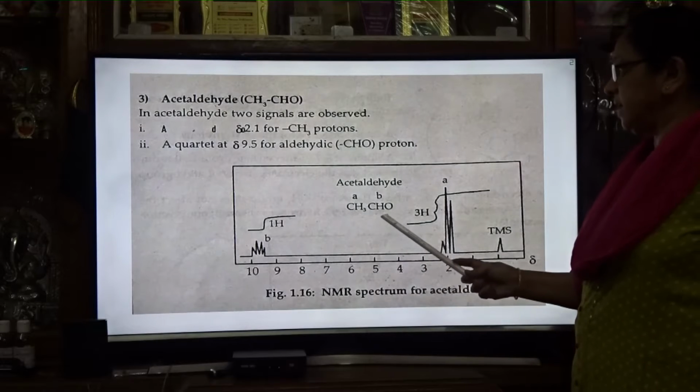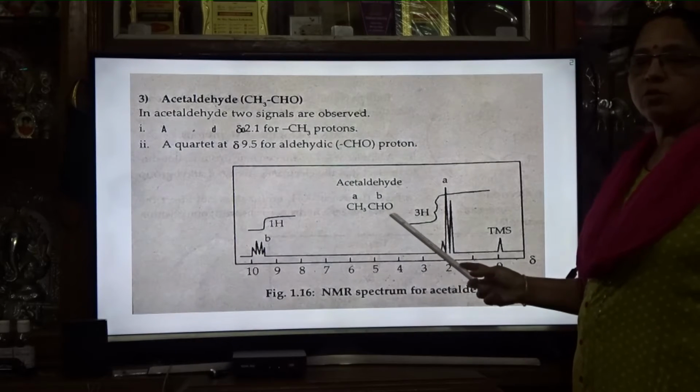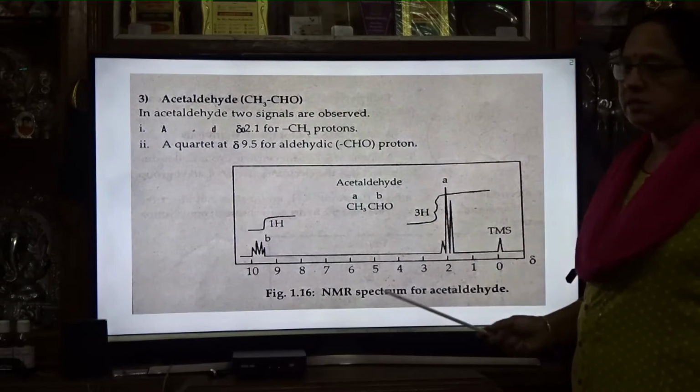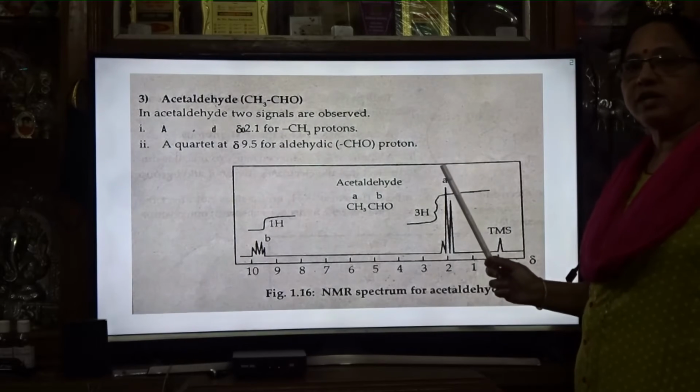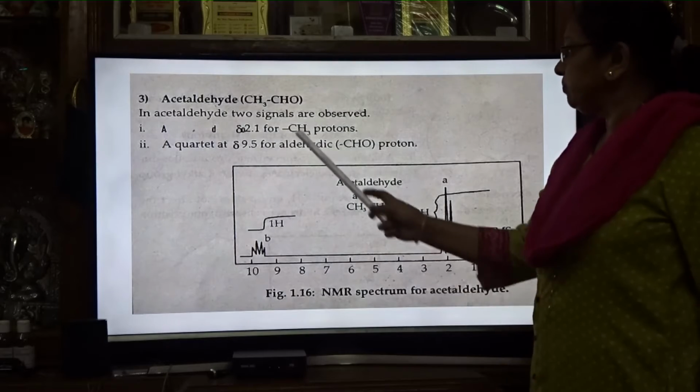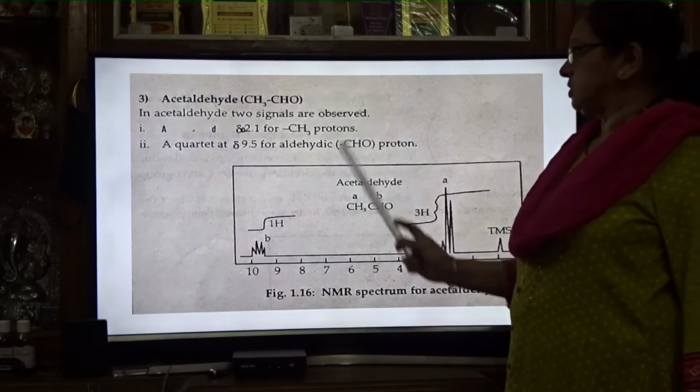So in acetaldehyde there are 2 signals. For an objective question, if it asks how many signals are there in acetaldehyde, you have to write only 2 signals. If it is especially asked about splitting, then you have to explain. Otherwise, how many signals? 2 signals.